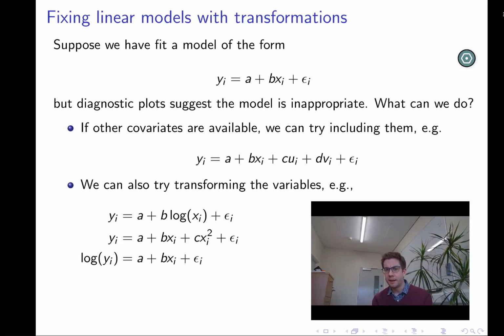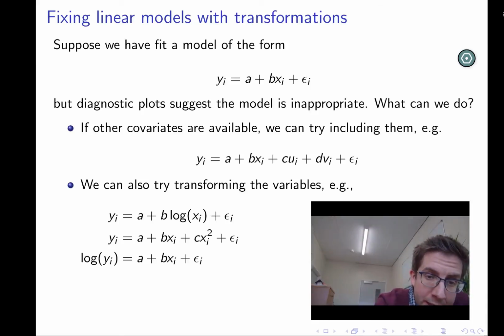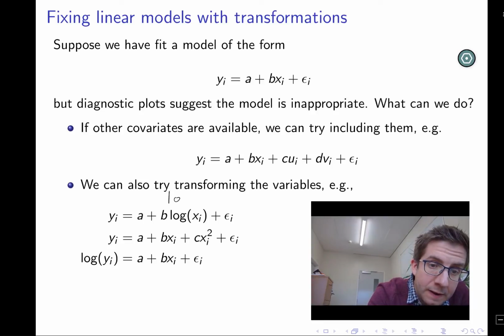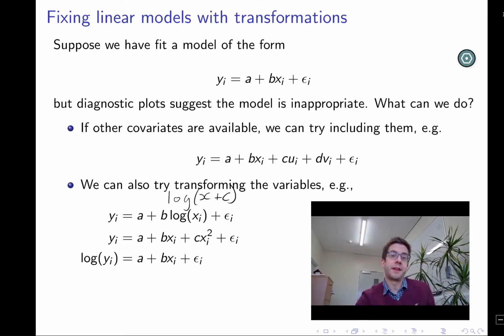Now note that this is still a linear model. A linear model is a model that is linear in its dependence upon the parameters a and b. So here we've got y is a plus b times log x. So it's linear in a and b. So it's still a linear model. And if x is negative here, we can do something like take log of x plus a constant, say, where the constant is such that x plus c is always positive.